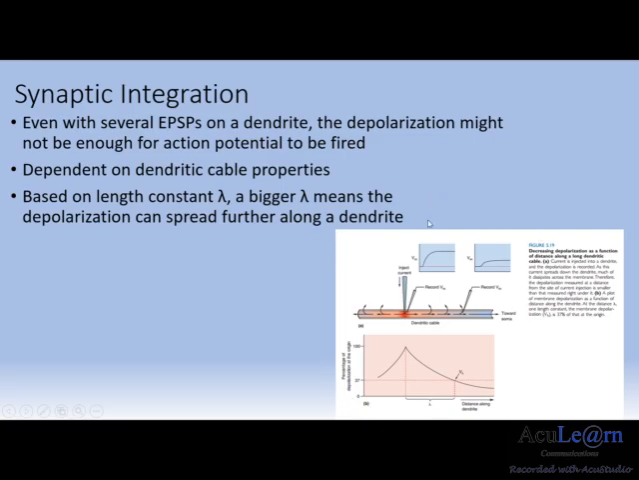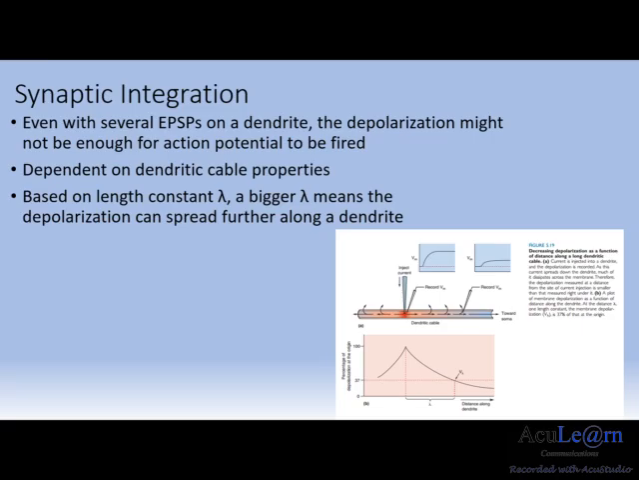When the current is first injected at the dendritic cable, the amount of depolarization is at its highest. However, as it travels along the dendrite, it slowly dissipates across the membrane. This dissipation of the current is highly dependent on dendritic cable properties. An index for determining this is the length constant lambda, which is defined by how far the depolarization can spread down a dendrite or axon.